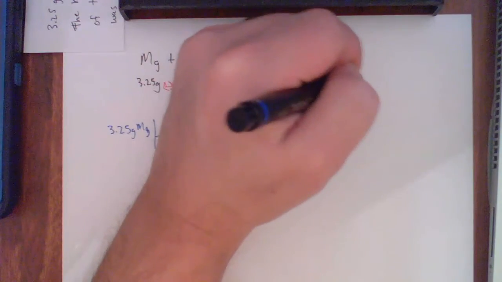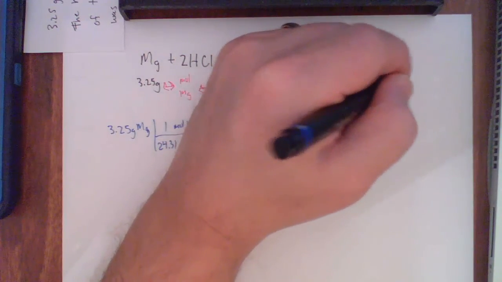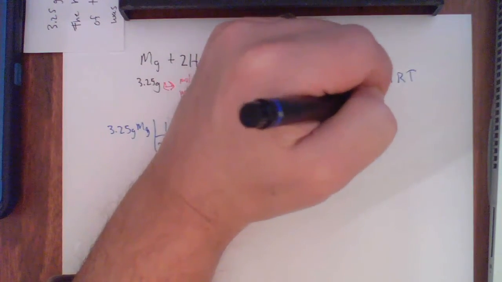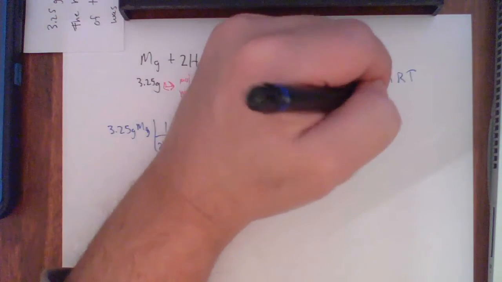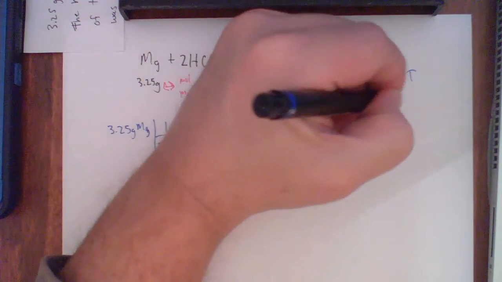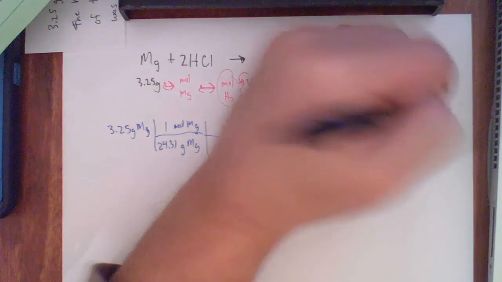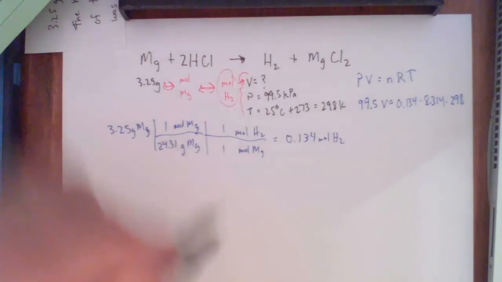And now we can go ahead and do our ideal gas law. So our PV equals nRT. Pressure was given to us. That was 99.5 kilopascals. The volume is what we're looking for. The moles we know. The R, we're back to picking out a gas law constant. So this one actually is in kilopascals. So I'm going to choose the one that's in the kilopascals. So that's the 8.314. And now we're going to go times our temperature, which is 298.